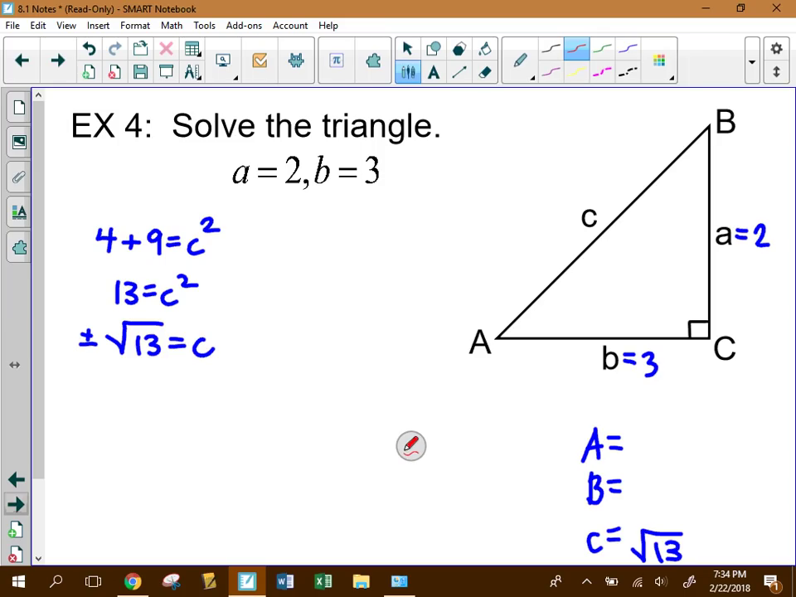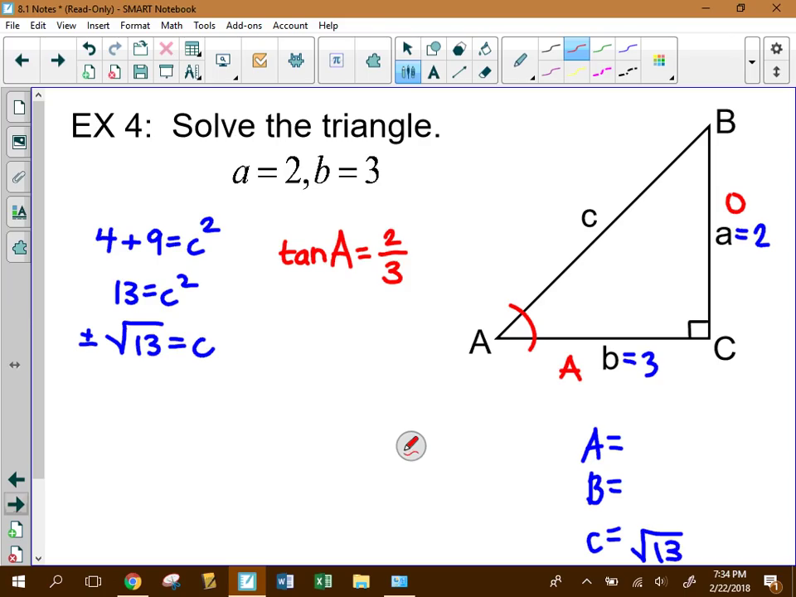So then we need to either find A or B. It does not matter because once we find one, we know the other one would be its complement. So I'm just going to find angle A. So what do I know? I know that side A is opposite, side B is adjacent, so I'm going to use tangent. So the tangent of our angle, which is angle A, would be opposite over adjacent.